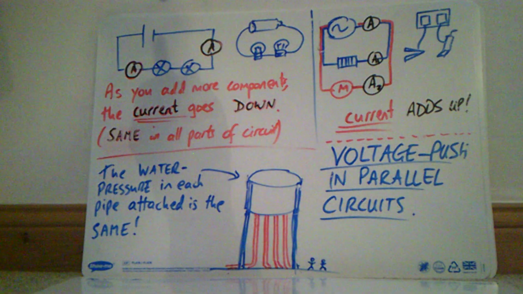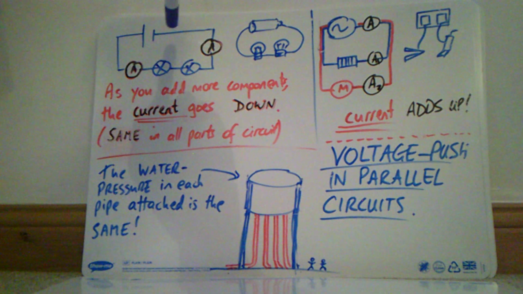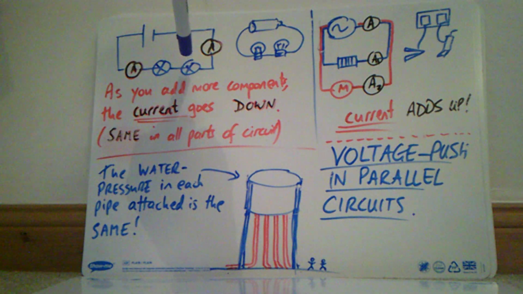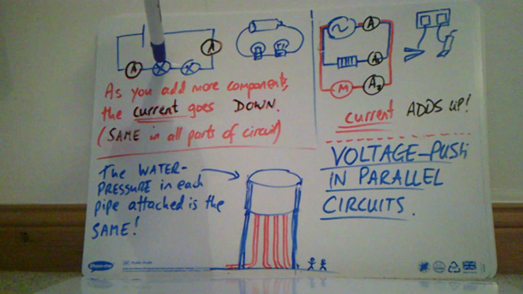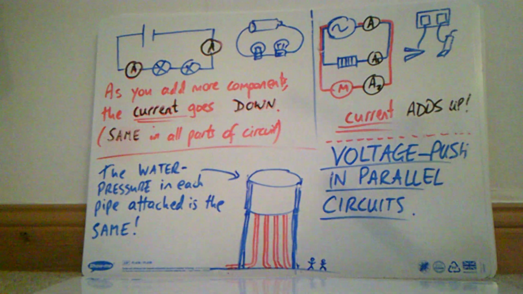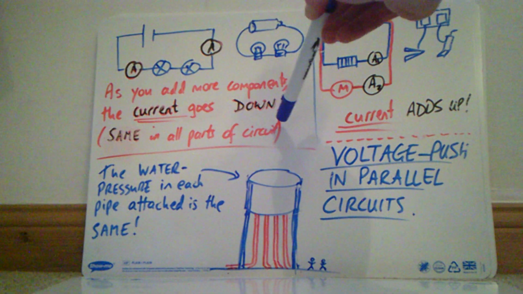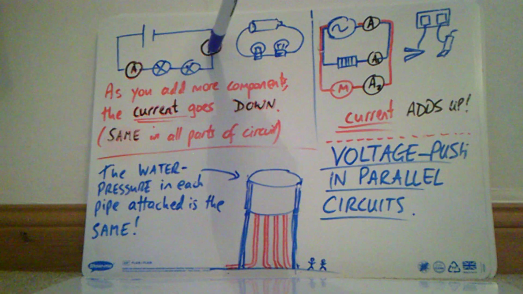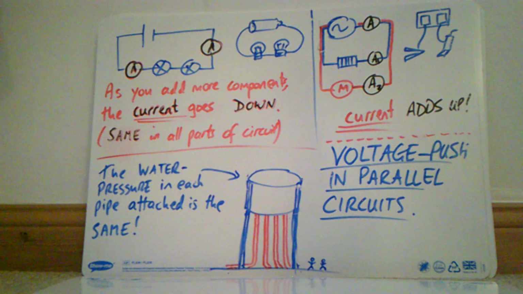So if you've got a series circuit, as you add more and more components in series, so if you were to add a third bulb and a fourth bulb and a fifth bulb, the current would go down, but the current is the same in all parts of the circuit. So the current measured there would be the same as the current measured there, the same wherever. But if you add more and more bulbs in, the bulbs would get dimmer and dimmer because the current goes down. And we did that in S2.